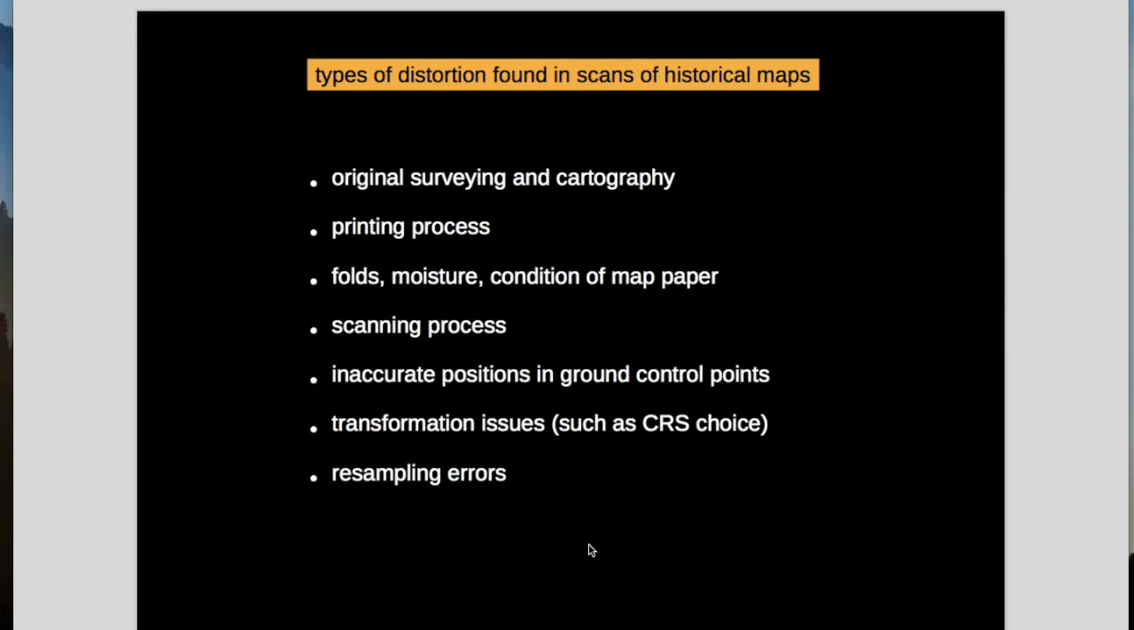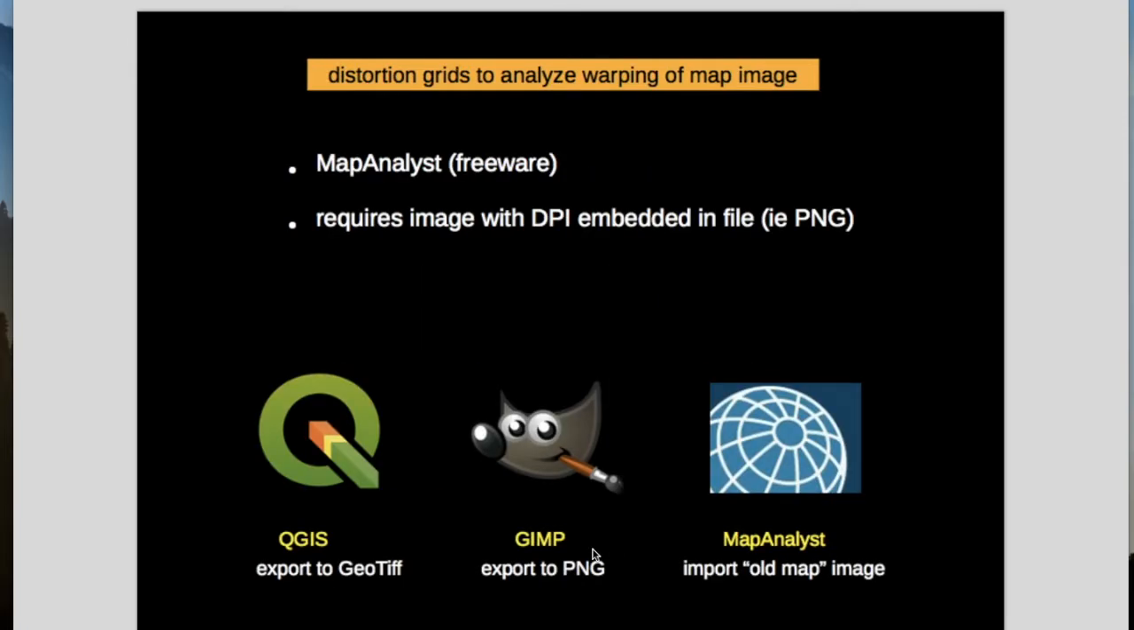a new image, and that can introduce errors too, depending on the level of resolution and a number of other factors. So what does that mean? Well, let's look at this tool that we have where we can use Map Analyst, which is a freeware, that creates distortion grids, and the distortion grids allow us to analyze the warping of the image a little bit. It also provides some other really useful information about how the georeferencing worked when it was done with the transformation that you chose.